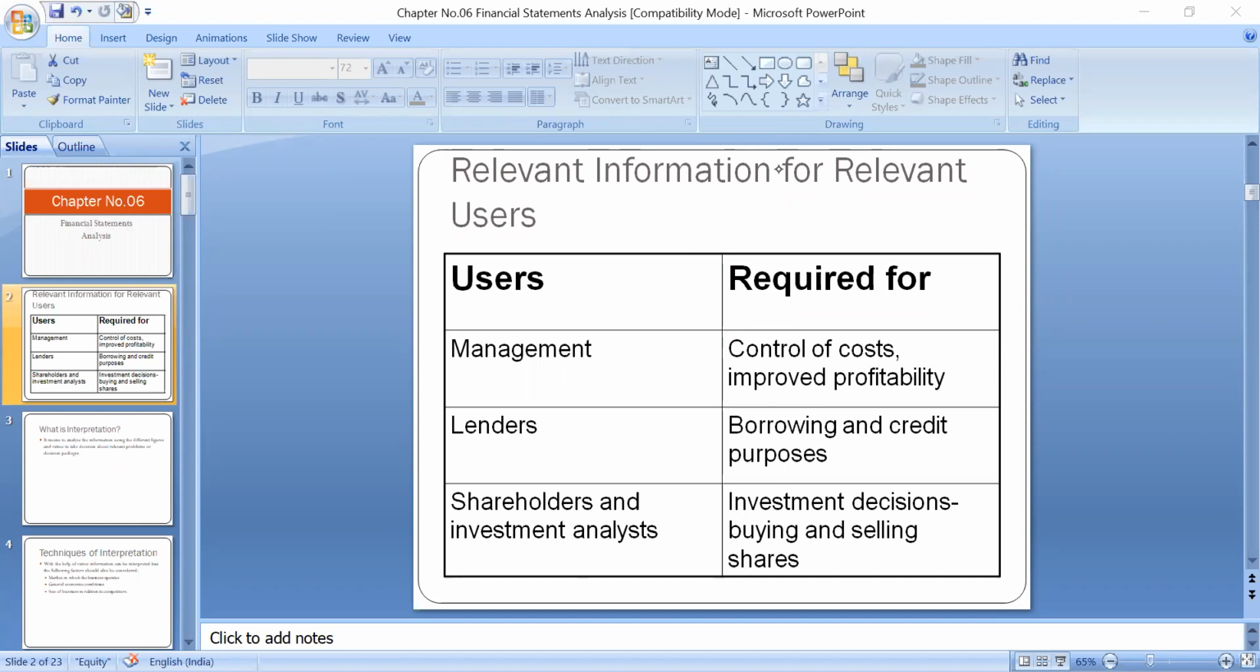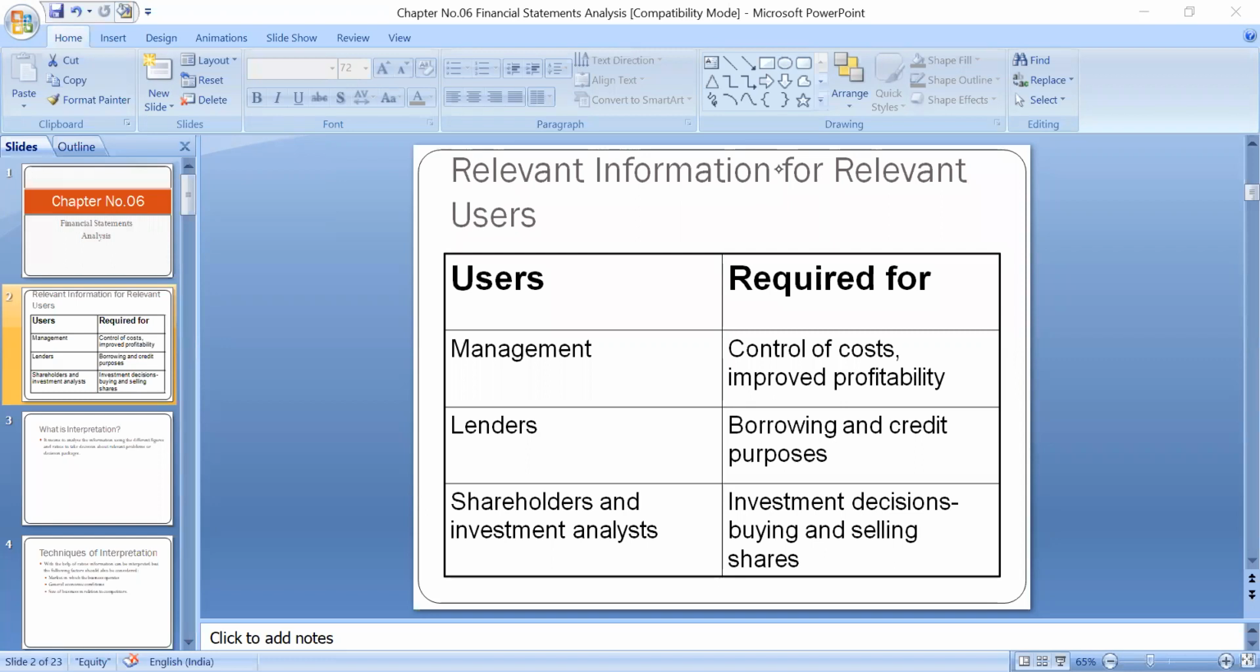Similarly, the third type of users of financial statements are shareholders and investment analysts. Shareholders are the owners of the company, the investors, or other people who are interested in buying the shares of this company. They also need the relevant information to decide should they invest in this company or not. Should they buy the shares of this company? Will buying the shares be profitable for them in the future or not? For this purpose, they need accounting information.